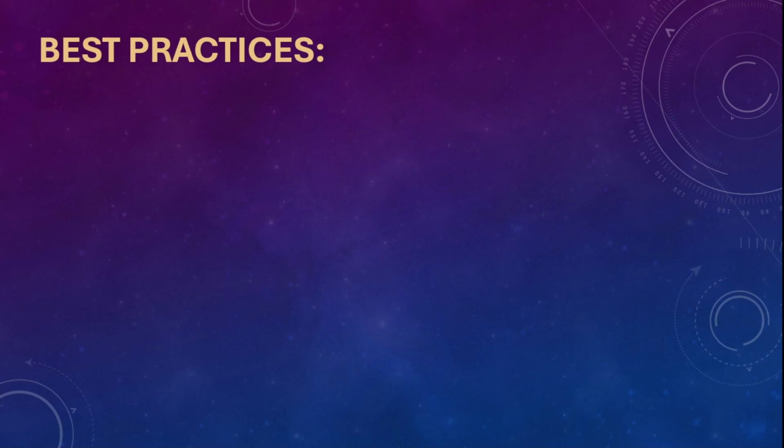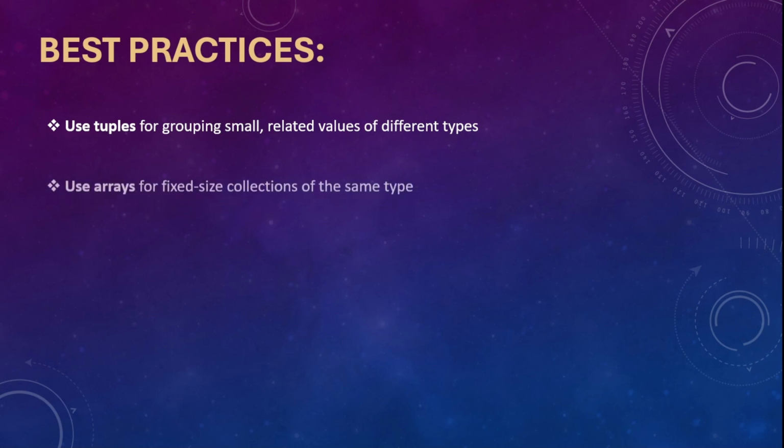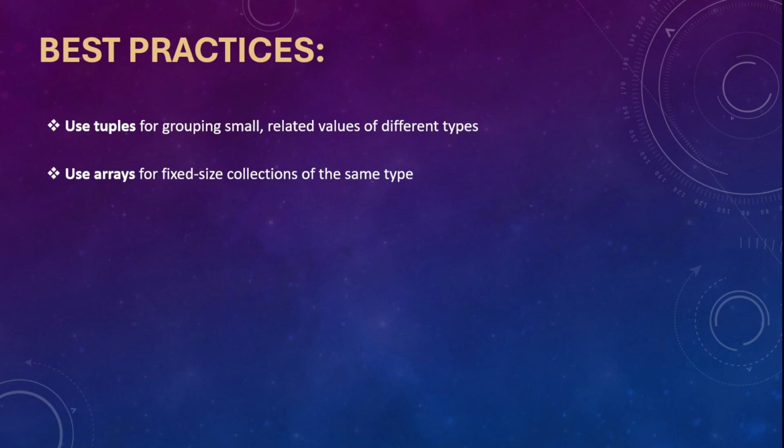Let's now summarize the key takeaways from today. First is to use tuples for grouping small and related values of different types, and use arrays for fixed size collections of the same type. And the third is to prefer slices as function parameters for flexibility, because function parameters are in most cases viewing variables.